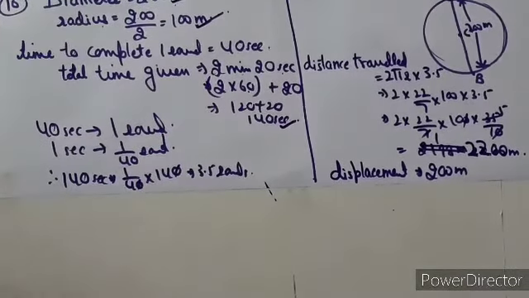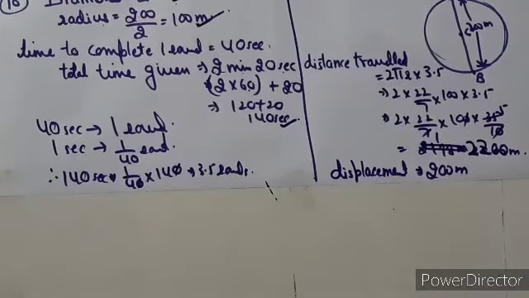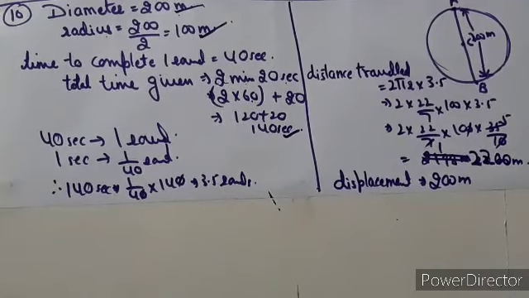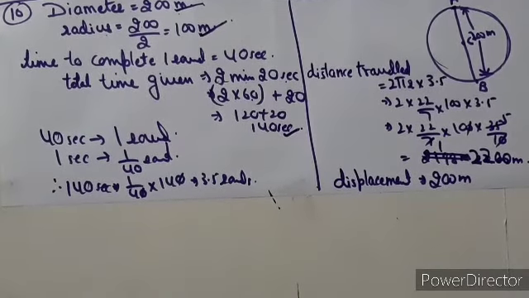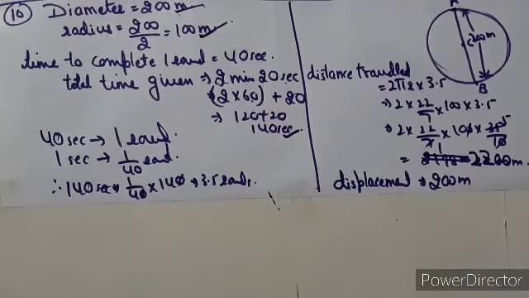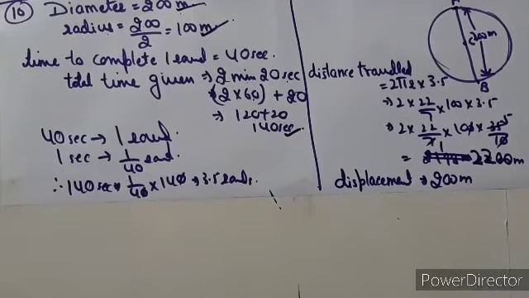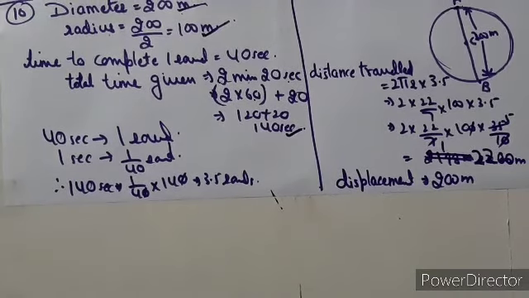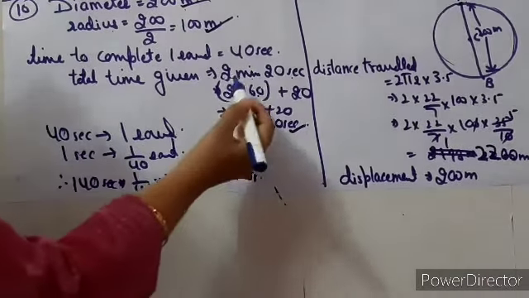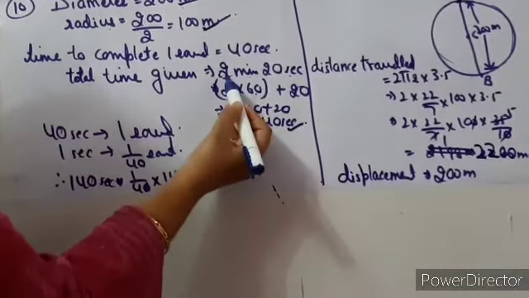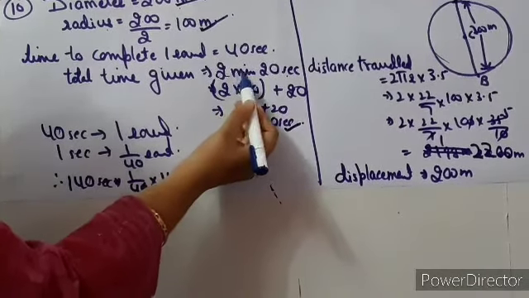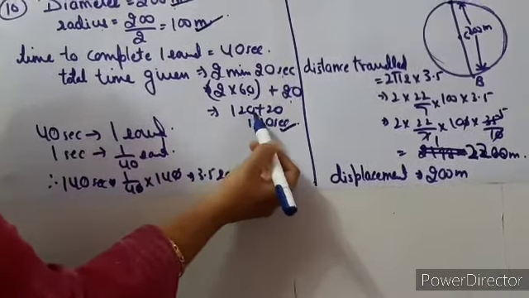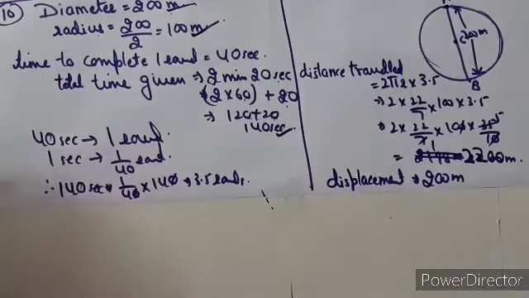Time taken to complete one round is how much? 40 seconds. They are asking that after 2 minutes and 20 seconds, what is the distance traveled? It means we have to find out how many rounds will be covered in 2 minutes and 20 seconds. First of all, we will find that and then we find the distance. Now, 2 minutes 20 seconds means how many seconds? 1 minute means 60 seconds. 2 minutes means 2 multiplied by 60 plus 20 seconds extra. So it's going to be 120 plus 20, that is 140 seconds.